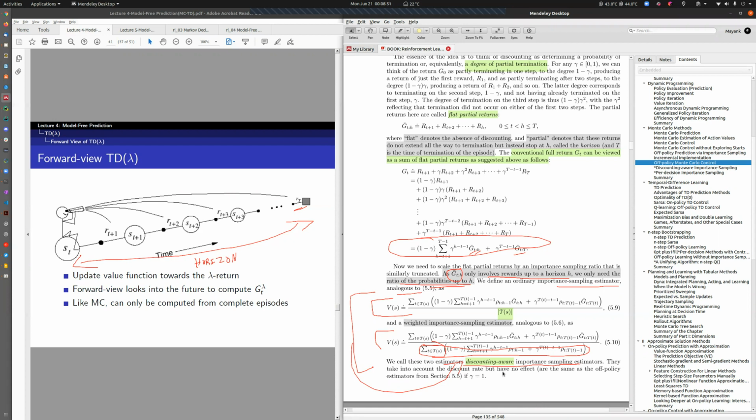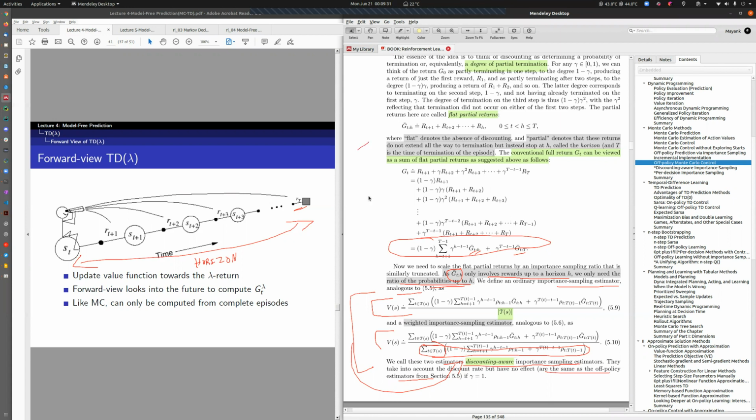And then we can also reduce the discount rate to 1, and then they will have no effect, so they will be the same in the off-policy estimators. So this is the derivation of how we have the discounting-aware importance sampling estimators. These are the two: this is the ordinary one, and this is the weighted one.